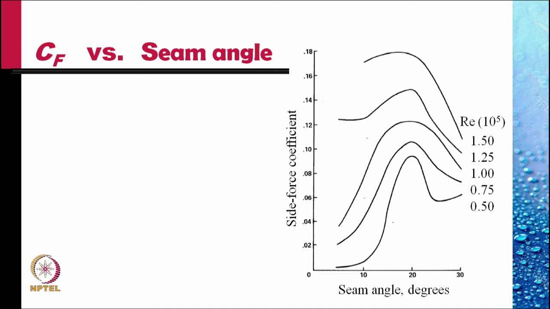This graph shows you the side force coefficient versus the seam angle. A seam angle of about 20 degrees seems the optimum for producing the swing.